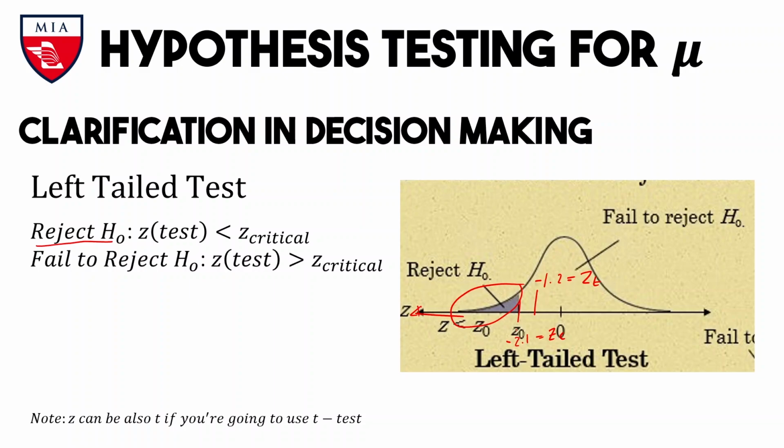Therefore, this example fails to reject the null hypothesis, because the value of your z-test is greater than negative 2.1. Always remember, guys, in terms of negative numbers, the value is greater if it is closer to 0. So in our case, negative 1.2 is much closer to 0 than negative 2.1. Okay, let me just erase this.